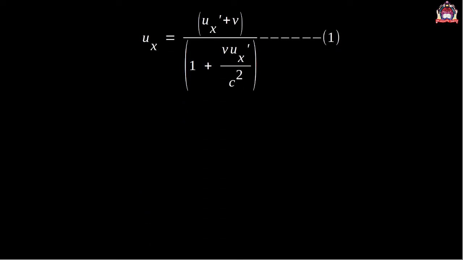So we get dx dash by dt dash, which is nothing but ux dash. So we can write ux is equal to ux dash plus v, divided by 1 plus v ux dash by c square.